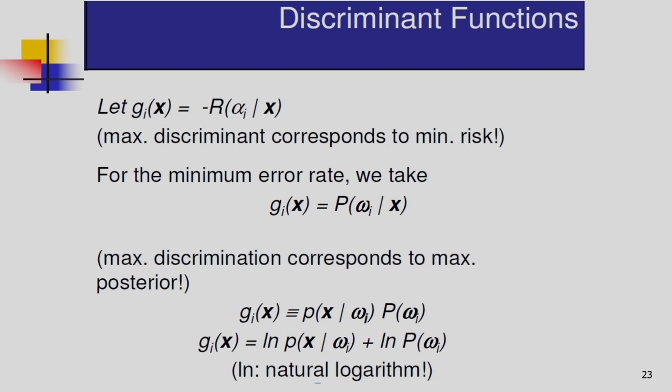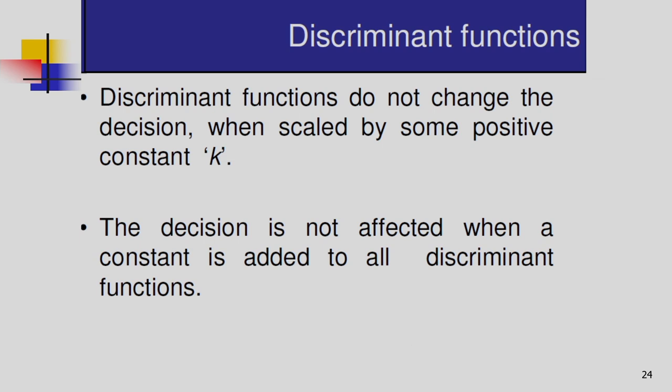And after this, because we have to find the largest discriminant function out of C number of discriminant functions, the maximum discriminant function corresponds to minimum risk, and also I can write that the maximum discriminant function corresponds to maximum posterior probability. So, g_i(x) is equal to the probability of omega i given x. This g_i(x) can be written like this: g_i(x) is equal to the probability of x given omega i times the probability of omega i, from the Bayes law. After this I can take the natural logarithm on both sides, and I will get the expression for the discriminant function. Already I told you the discriminant function does not change the decision when scaled by some positive constant k. The decision is not affected when a constant is added to all the discriminant functions. This already I have explained.